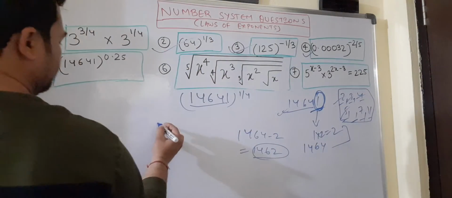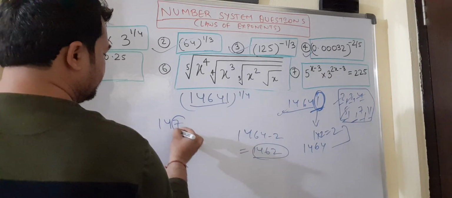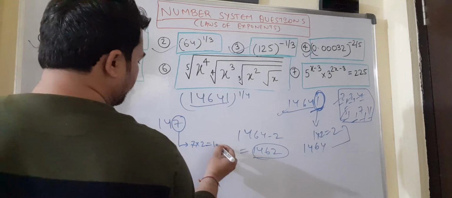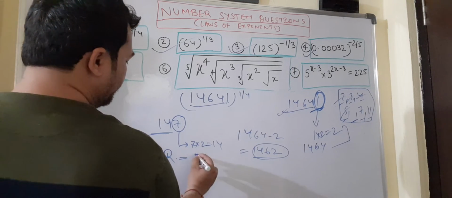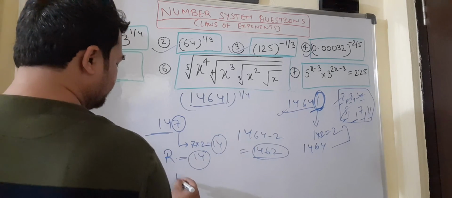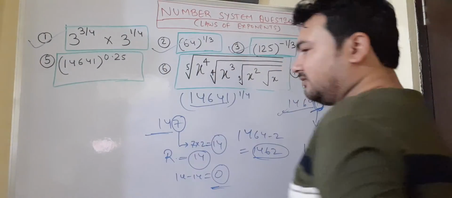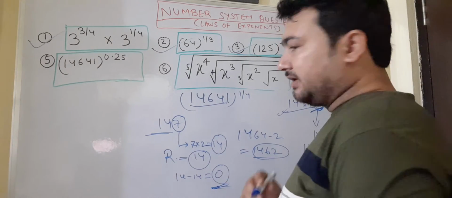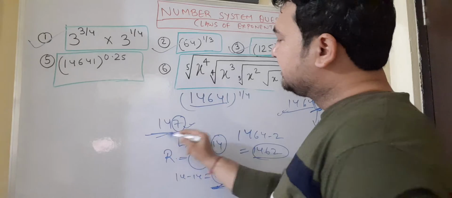See, if we say 147, the last digit, the digit at ones place, is 7. So 7 multiplied by 2, we get 14. The remaining digits are 14. If you take the difference between them, 14 minus 14, that is 0. So if the difference is either 0 or divisible by 7, then the number will be divisible by 7. Here we get 0, so this number is divisible by 7.